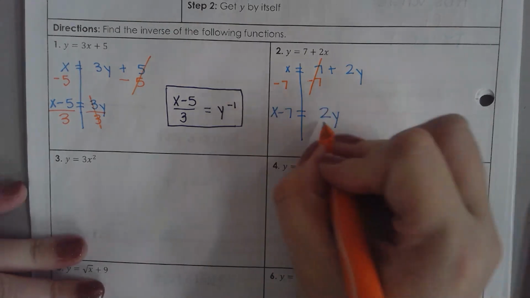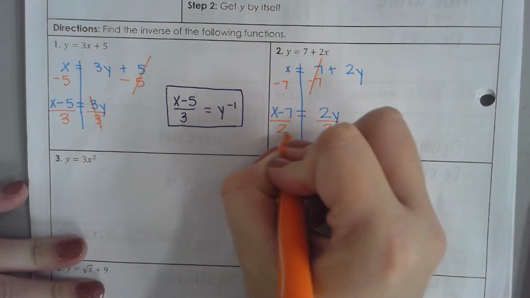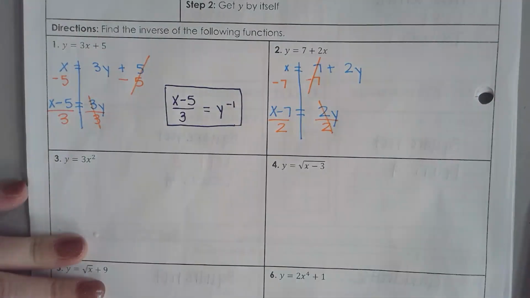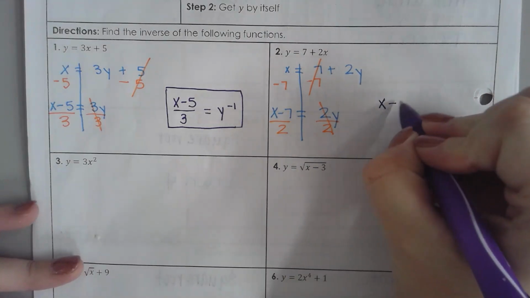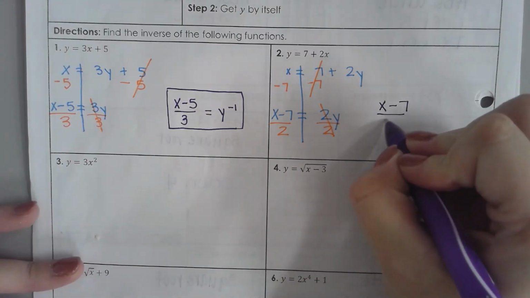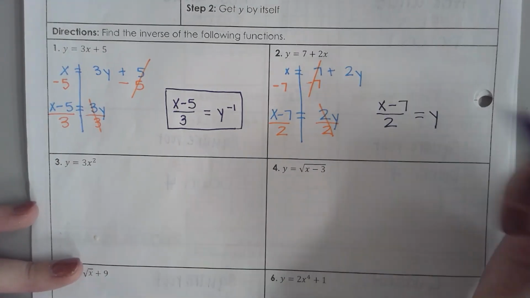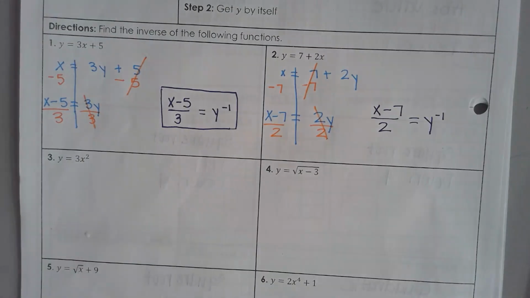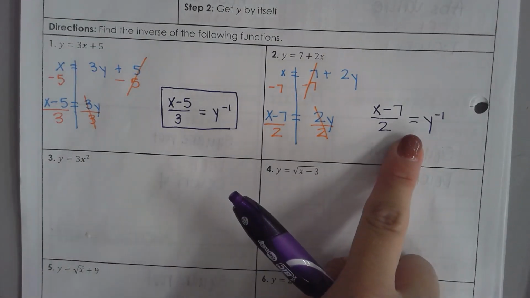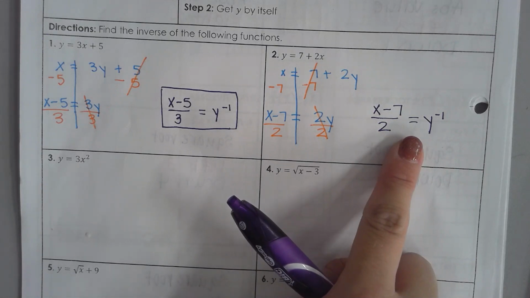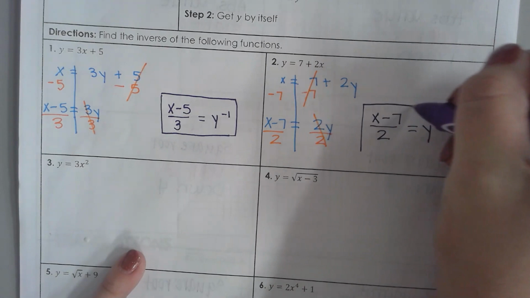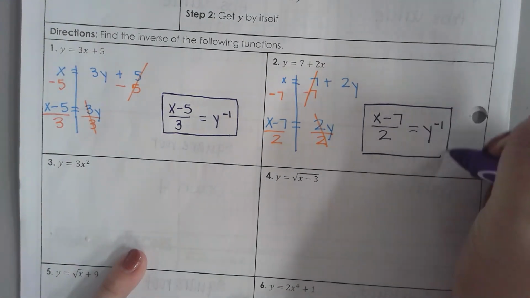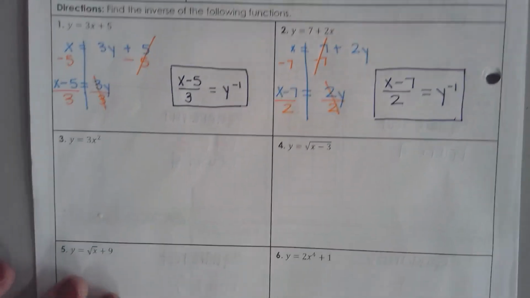Divide both sides by 2. Does that get my y by itself? Sure does. So x minus 7 over 2 equals y, but I'm going to put the negative 1 to show that this was the inverse that I found. We always put the negative 1 if you're finding the inverse.